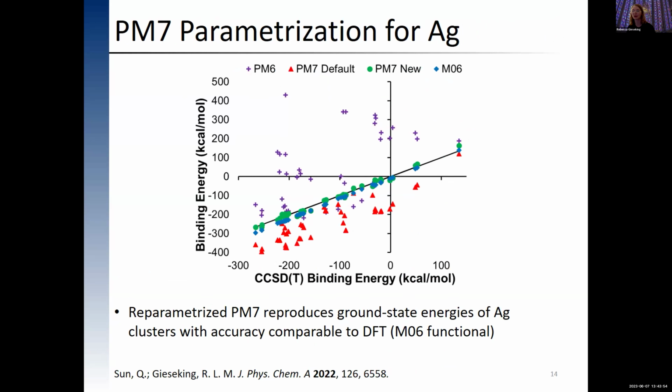Coming back full circle to the main methods that we've been talking about today, we've also been working on parametrizing PM7 for metals. And this is a case where the experimental reference data is really lacking. And so we generated a bunch of coupled cluster reference data, and we're able to reparametrize and get binding energies that are basically as close to coupled cluster as you would expect DFT to get.